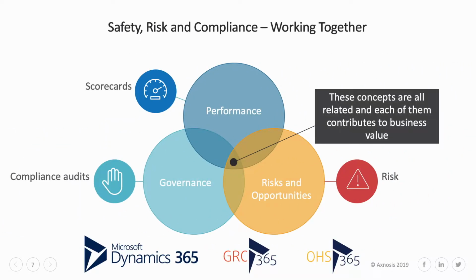Again, from the board's point of view, the highest level, the big picture, it's important to understand that these things work together. Performance, governance, and management of risk do not happen in isolation. They are a part of an integrated whole. And that is why any product that you buy that helps you with any of these aspects needs to take into account the big picture. Performance needs to take into consideration your scorecards and your performance management side. Governance needs to take into account your compliance auditing function. And you need to be managing risk and opportunities together in a proper risk management process.